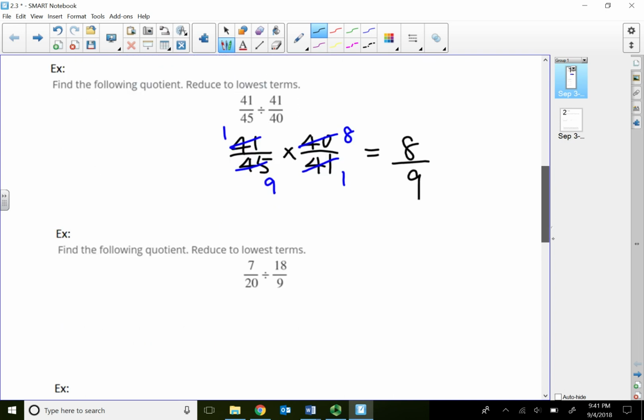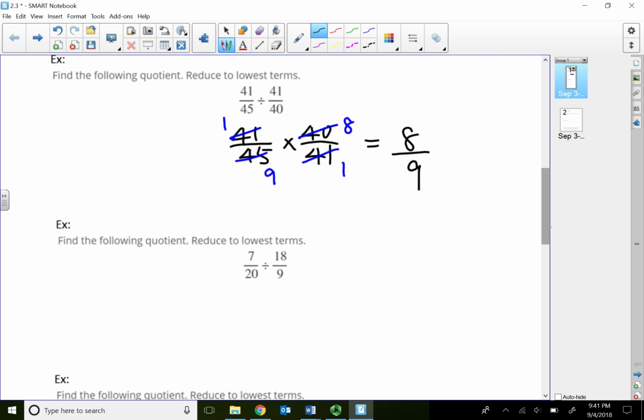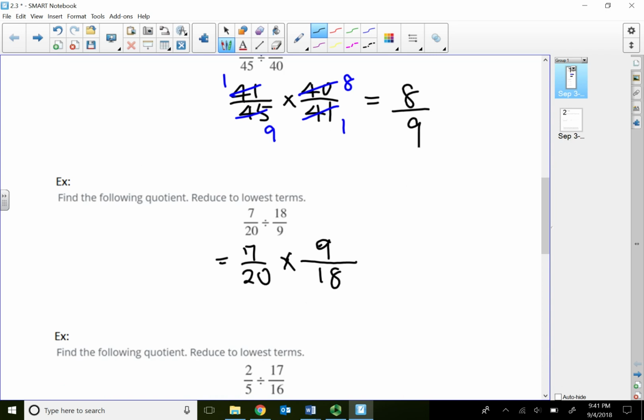Division of a fraction means times the reciprocal. The first fraction always stays the same, so this 7 over 20 stays the same. Dividing by 18 over 9 means times the reciprocal, which is 9 over 18. Once it becomes multiplication of fractions, I take my top number and reduce with the bottom. Here I notice my 9 on top and 18 in the bottom can be reduced by 9. That gives me 1 and 2.